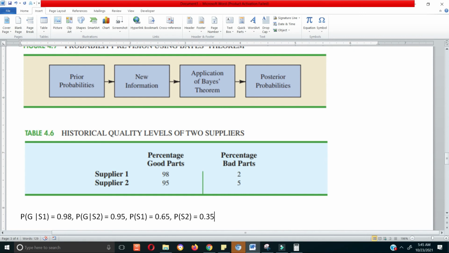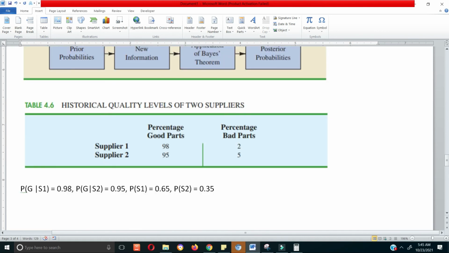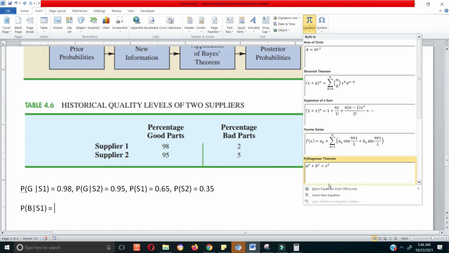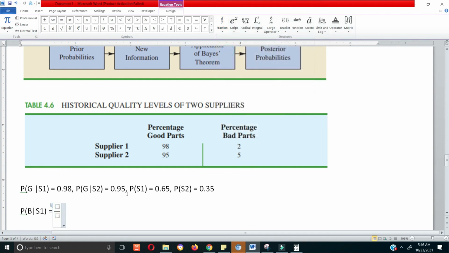Now assuming we pick up a part and it is bad, what is the probability it came from supplier 1? For instance, if you want to compute the probability that some part is bad given supplier 1, what is that probability? This is actually going to be the probability that it is bad and it is indeed supplier 1. Let me just get a formula for this. Really what we want to compute in this case is we need an equation. This is really going to be the probability that it is bad and coming from supplier 1.